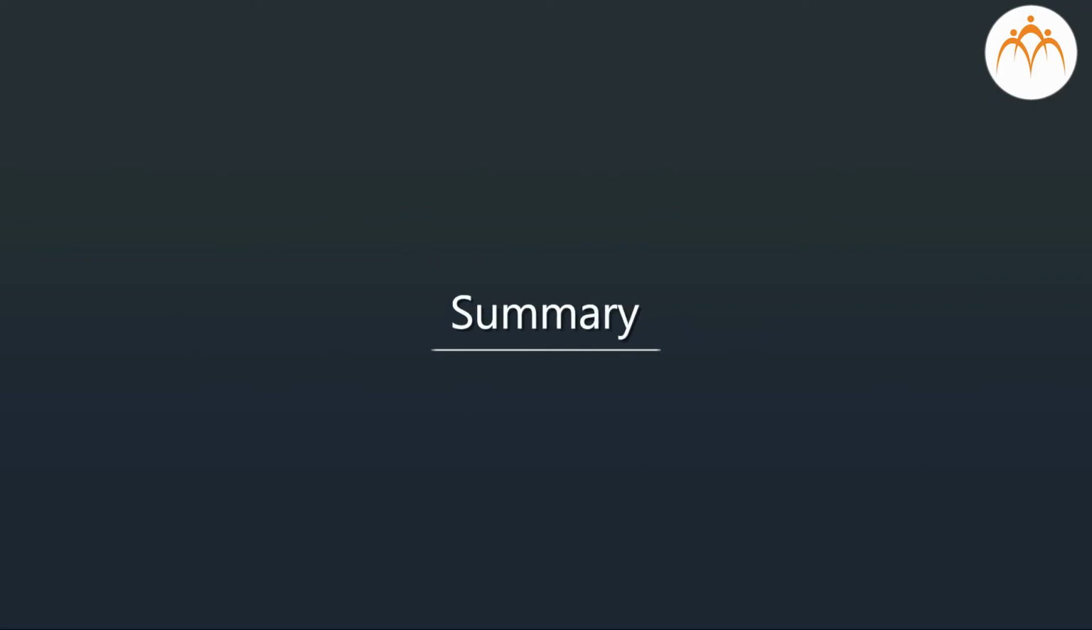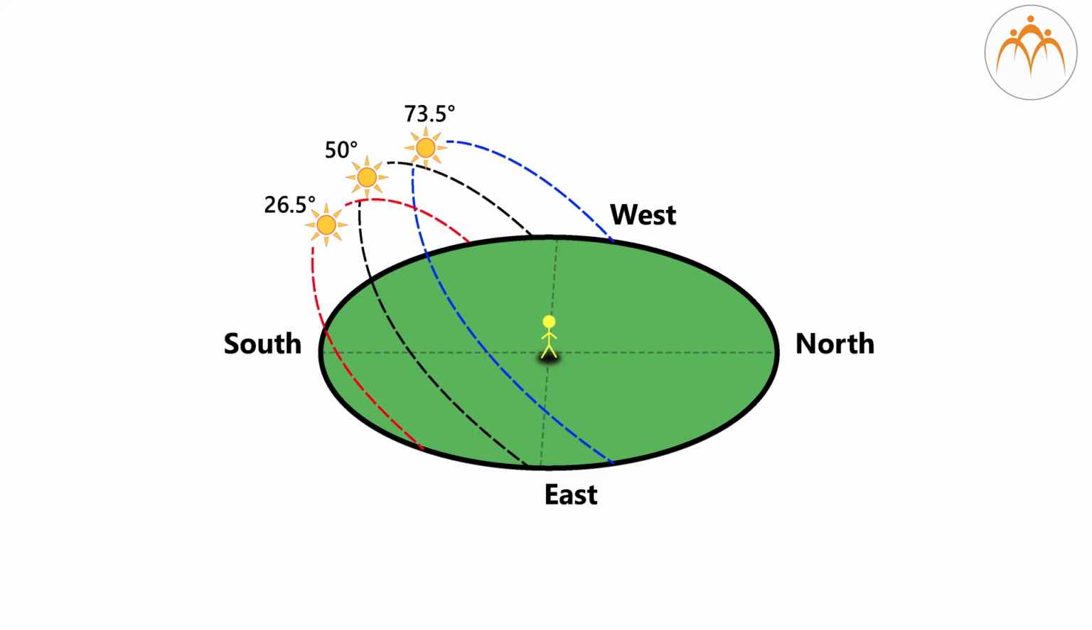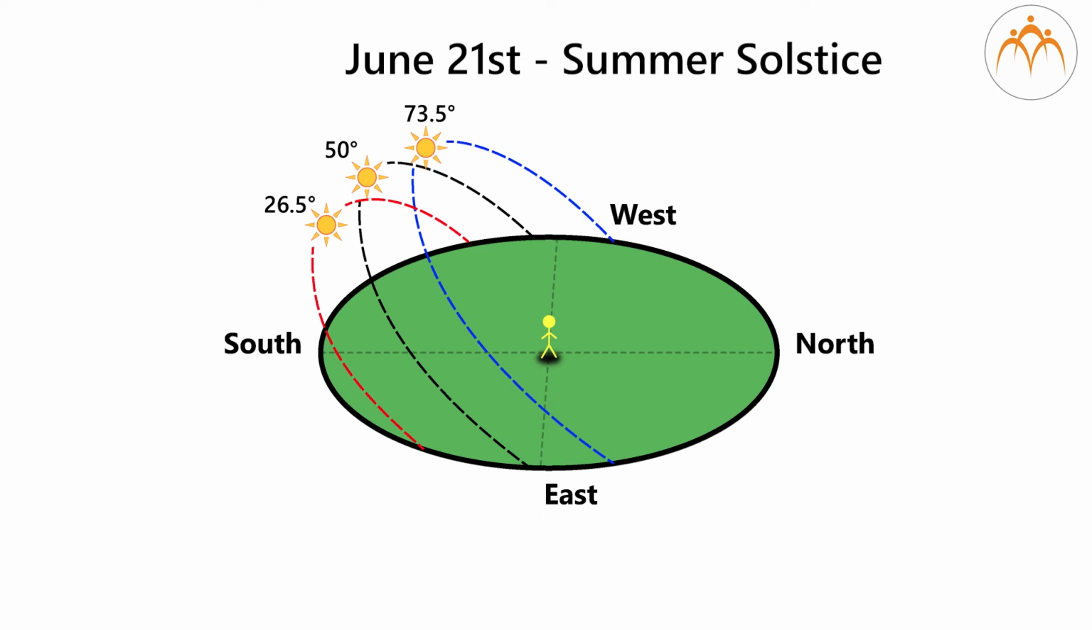Summary. Dear children, Figure 6 shows the position of the sun that is seen by an observer during the entire year. The sun appears at 73.5 degrees on June 21st, which is termed as summer solstice.